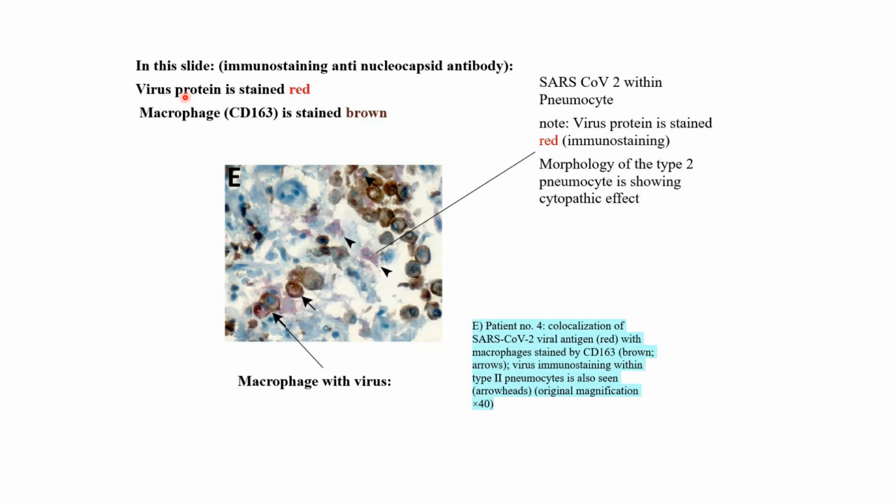In this slide, virus protein is stained red and macrophages are stained brown. So here's a macrophage stained red with virus protein inside it. There is a pneumocyte stained red, virus protein. Brown macrophage with red virus protein. Pneumocyte type 2 with red virus protein. Here's another one. That's a pneumocyte infected with a virus.